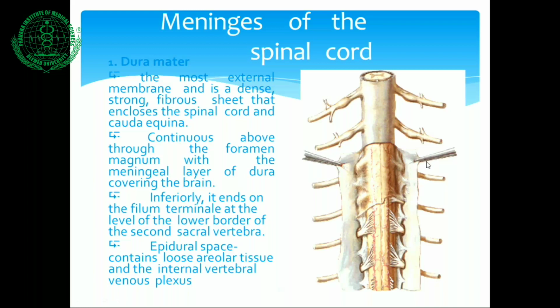So here in this PPT, you can see this is a dura mater. Then here this is an arachnoid mater, and here you can see this thin transparent layer is pia mater covering the spinal cord. The dura mater of spinal cord consists of two layers, endosteal layer and meningeal layer. These are the two layers present in dura mater.